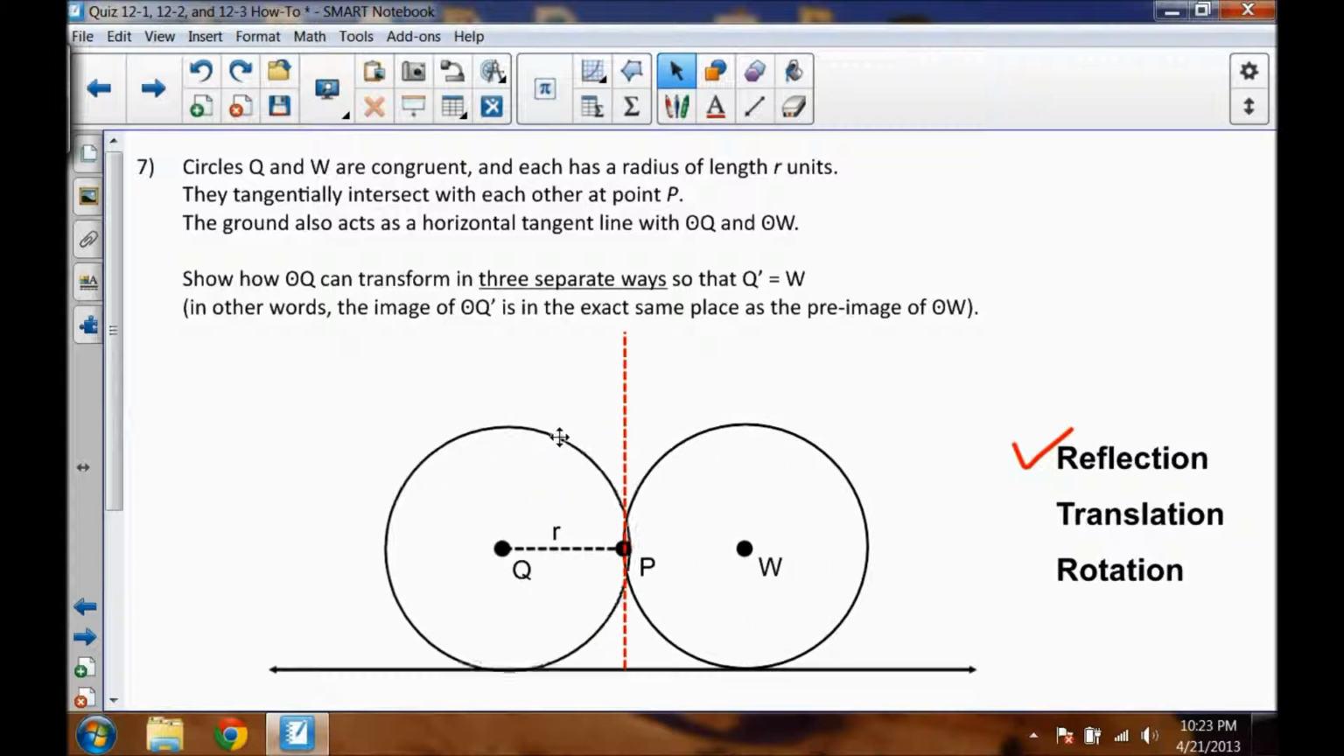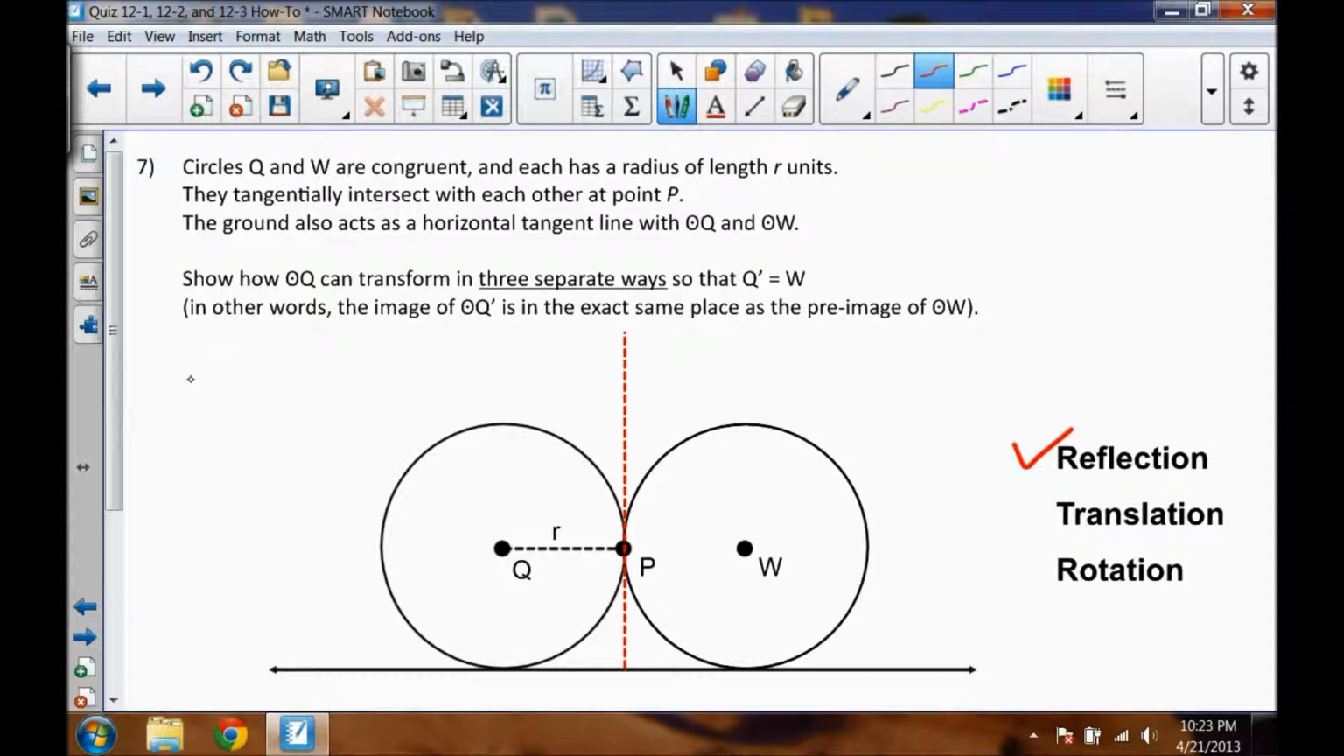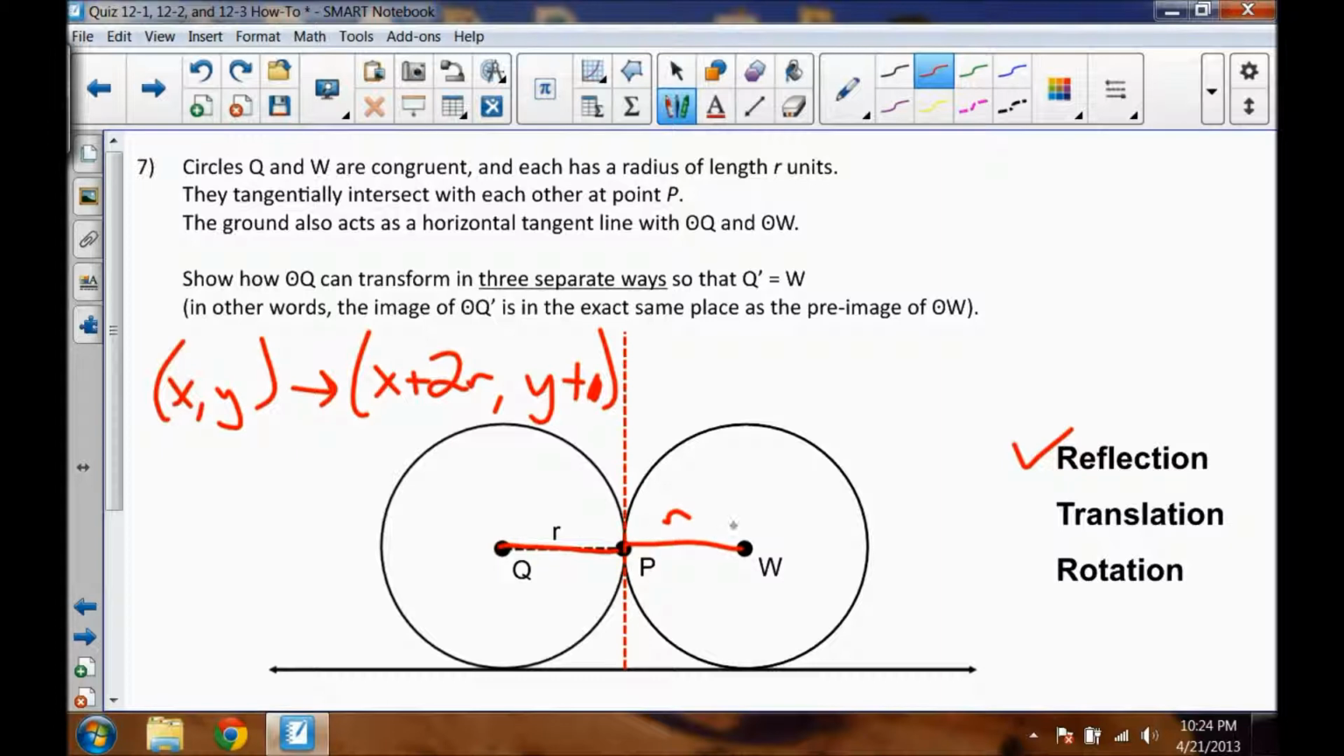1, 2. Right? So it went positive 2R units in the X direction. So mapping it from X, Y, it went X plus 2R, and Y, you would have to put Y plus 0, or you could have chosen not to put anything, right? It didn't move at all up or down. It just moved over that much and that much. R plus R, 2R. So that's as far as this circle moved over.